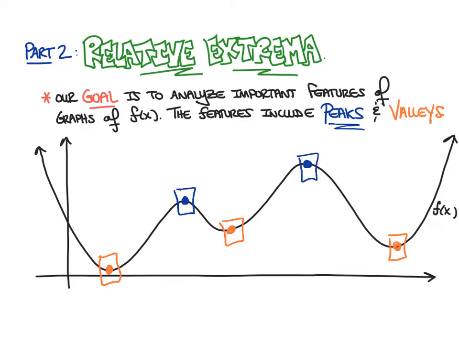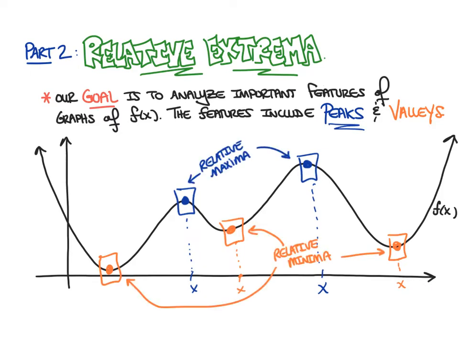Now we care about pretty much where those actually happen. So what's your x value for which that peak happens? What's the x value for which this peak happens, etc., for all of these peaks and valleys? But in any case, the peaks and valleys have special names. Those blue peaks, we call relative maxima, and the orange valleys we call relative minima.